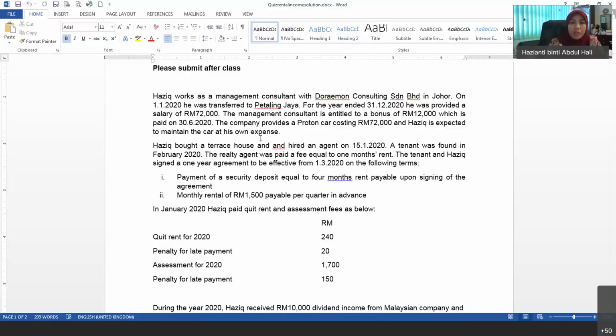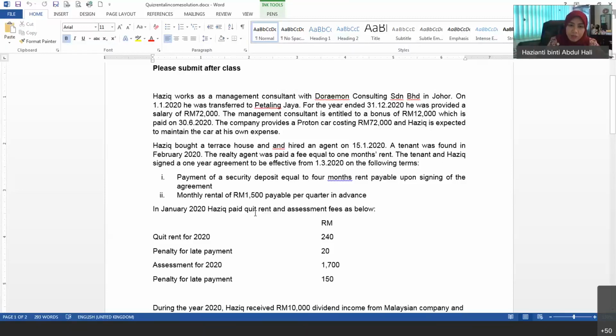Okay. He bought a terrace house and hired an agent on 15 Jan 2020. Tenant was found in February 2020. The realty agent was paid a fee equal to 1 month's rent. Tenant and Haziq signed a one-year agreement to be effective from 1st March on the following terms. Payment of a security deposit equal to 4 months rent payable upon signing of the agreement and monthly rental of 1,005 payable per quarter in advance.